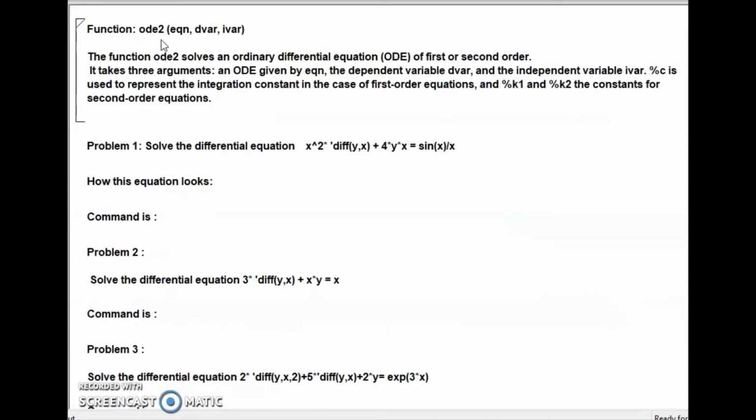So this is the syntax of the first command. ODE2 can imply either a first order or second order equation. D refers to the dependent variable and I refers to the independent variable. Now let us solve some examples.